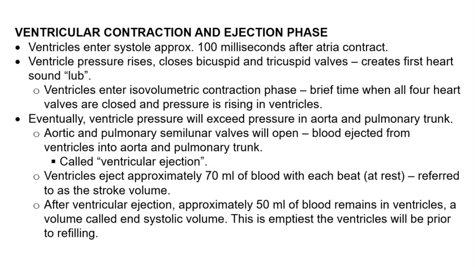Blood will be ejected from the ventricles into the aorta and pulmonary trunk at that point, and that marks the ventricular ejection phase of the cardiac cycle. The ventricles will eject approximately 70 milliliters of blood at rest with each beat, and this volume that is ejected is referred to as the stroke volume. After ventricular ejection, approximately 50 milliliters of blood will remain in the ventricles, a volume called end systolic volume. This is the emptiest that the ventricles will be prior to refilling.